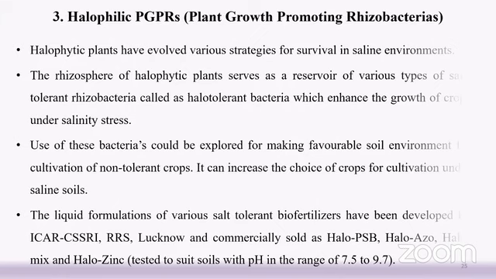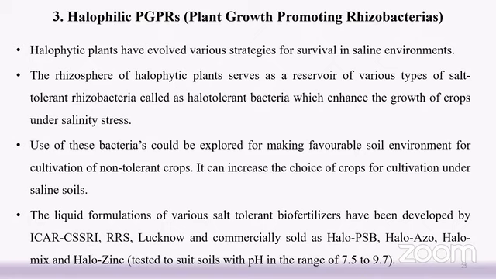Third use is halophytic PGPRs, plant growth promoting rhizobacteria. Halophytic plants have evolved various strategies for survival in saline environments. The rhizosphere of halophytic plants serves as a reservoir of various types of salt-tolerant rhizobacteria, called halotolerant bacteria, which enhance the growth of crops under salinity stress.